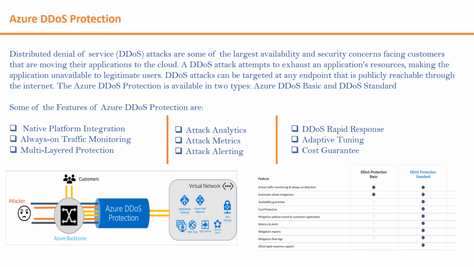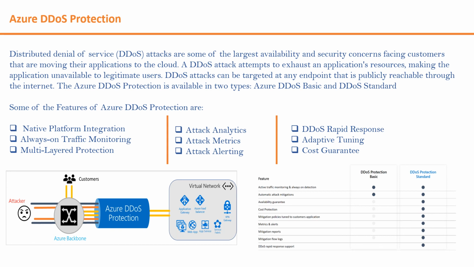DDoS Protection Standard understands your resources and resource configurations. Next important feature of DDoS protection is always-on traffic monitoring. Your application traffic patterns are monitored 24 hours a day, 7 days a week, looking for indicators of DDoS attacks. DDoS Protection Standard instantly and automatically mitigates the attack once it is detected.